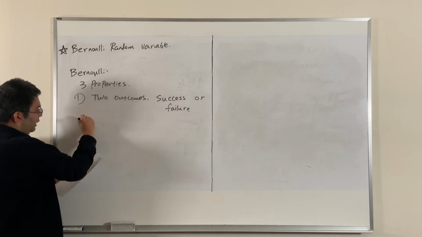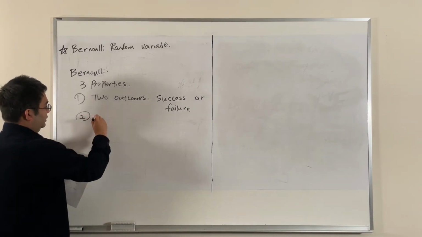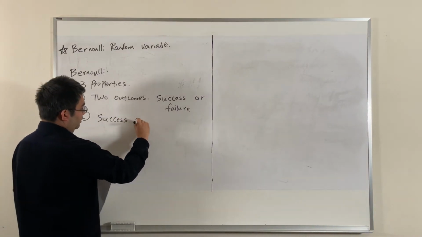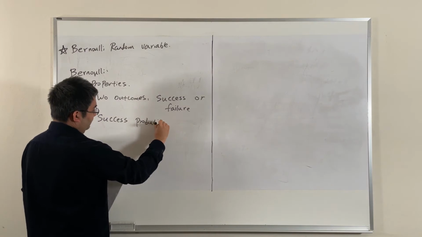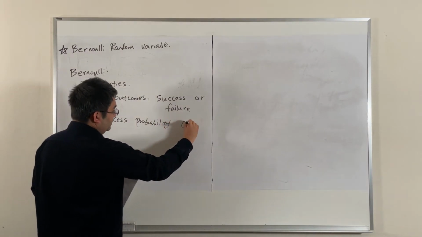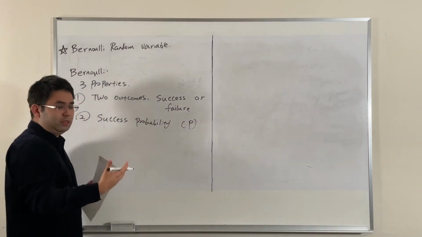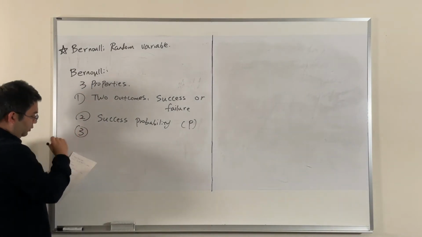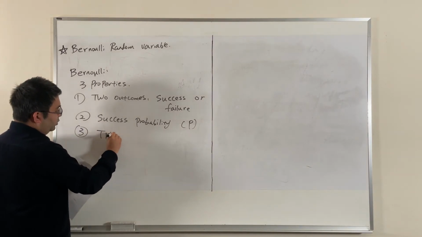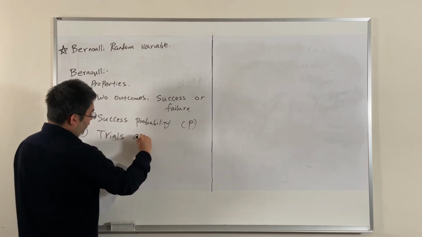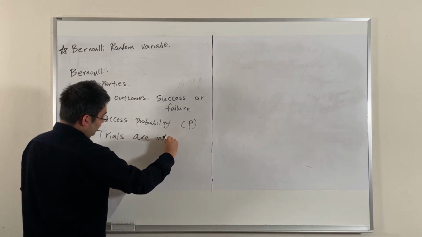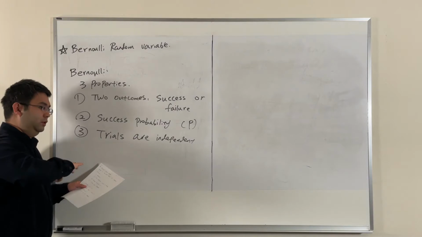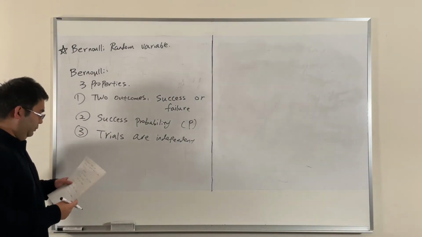And then we have the probability of success, or the success probability. We denote it as p, which means the probability that you will get a success. The third property is that the trials are independent. Each trial is not going to affect the previous one, nor the one after.